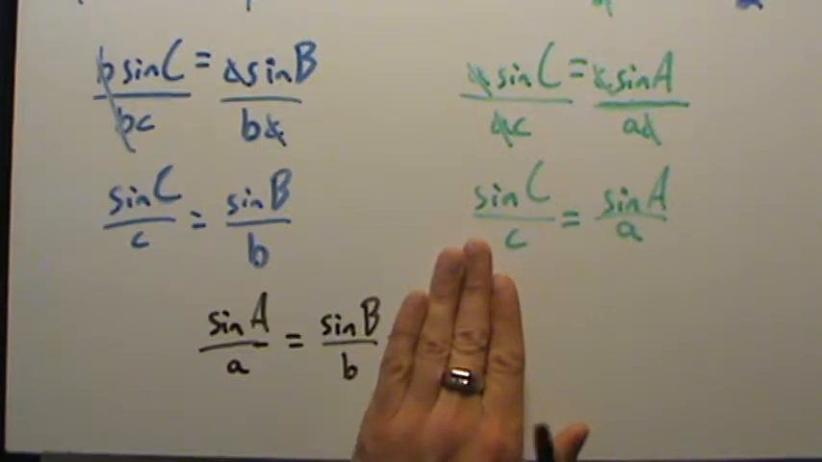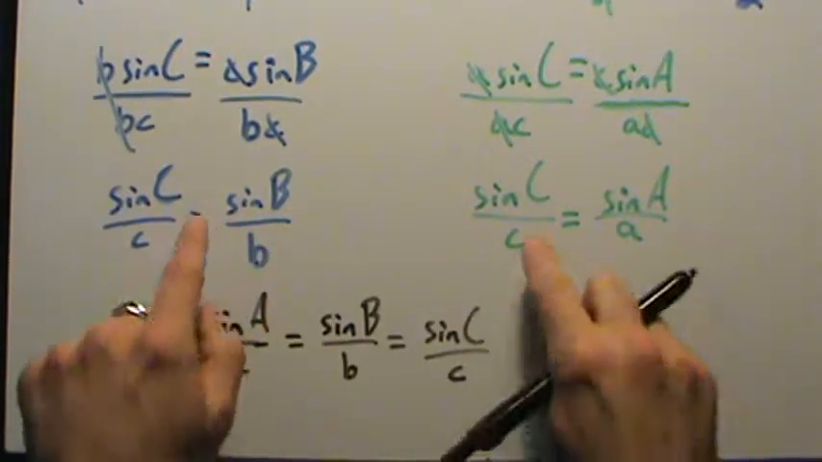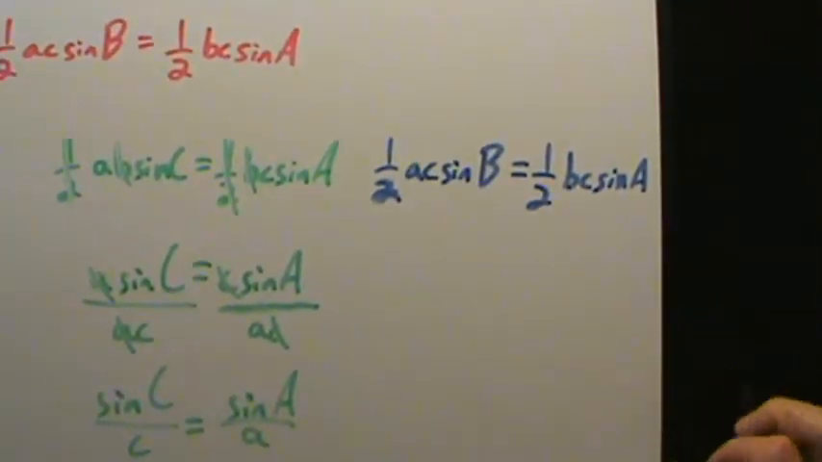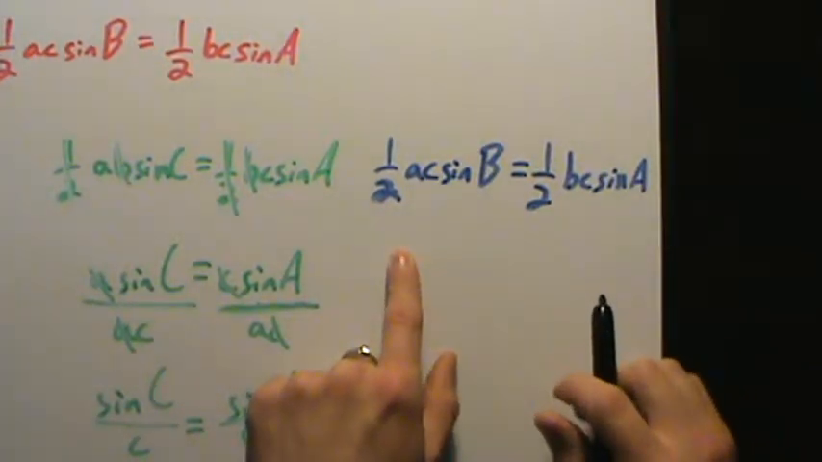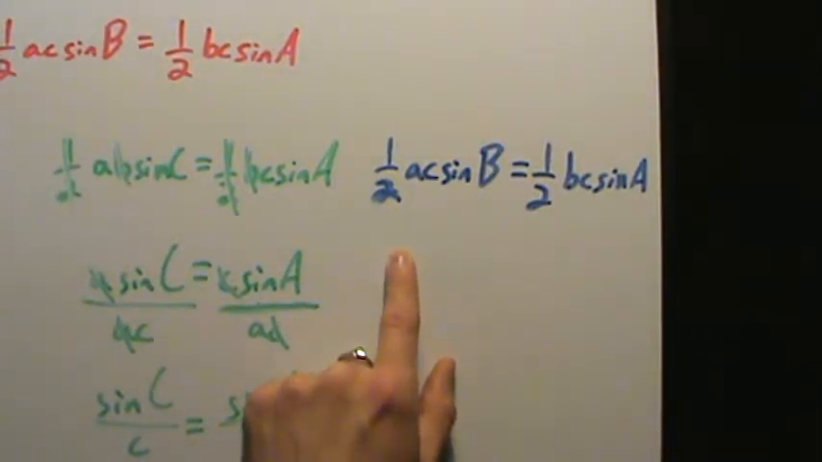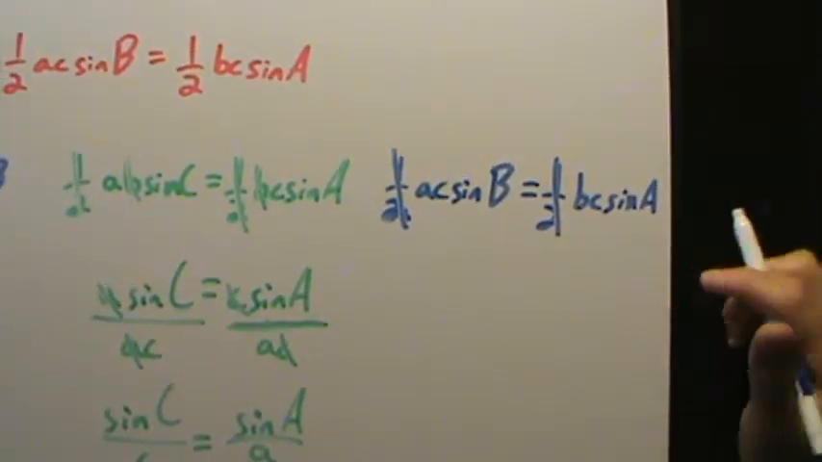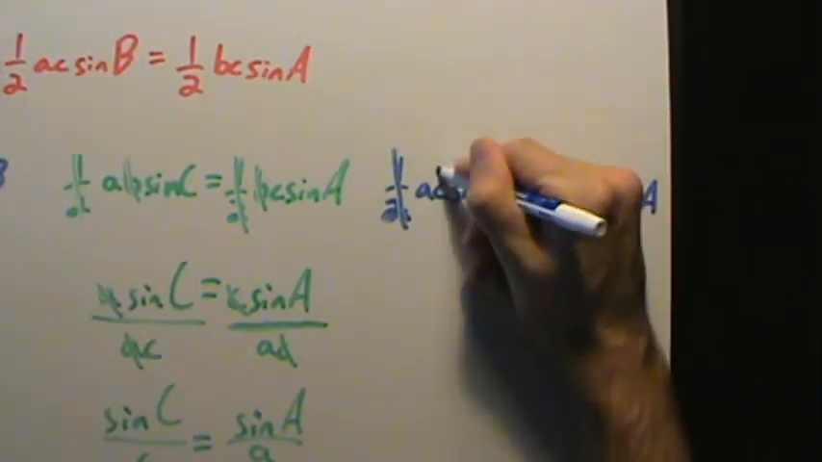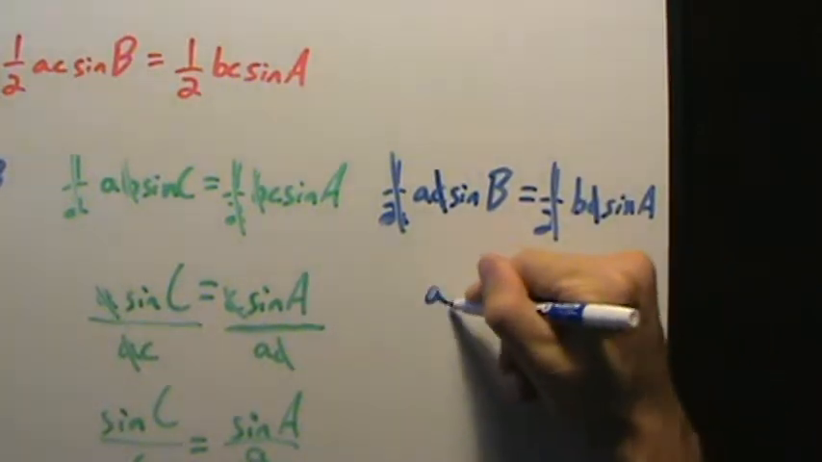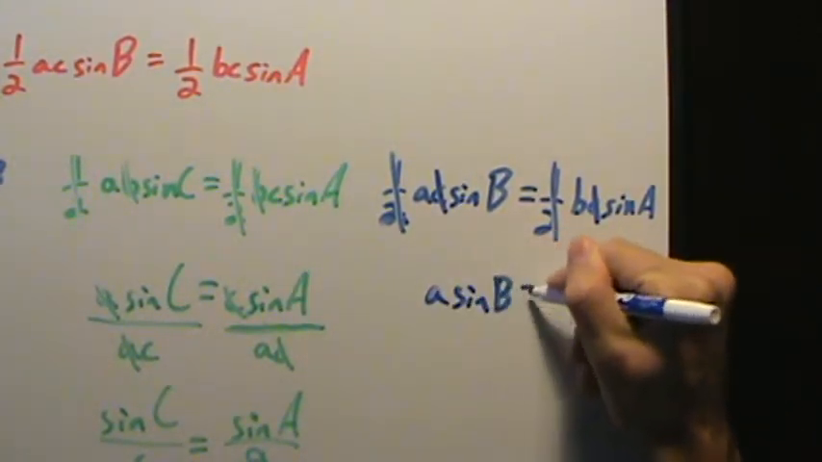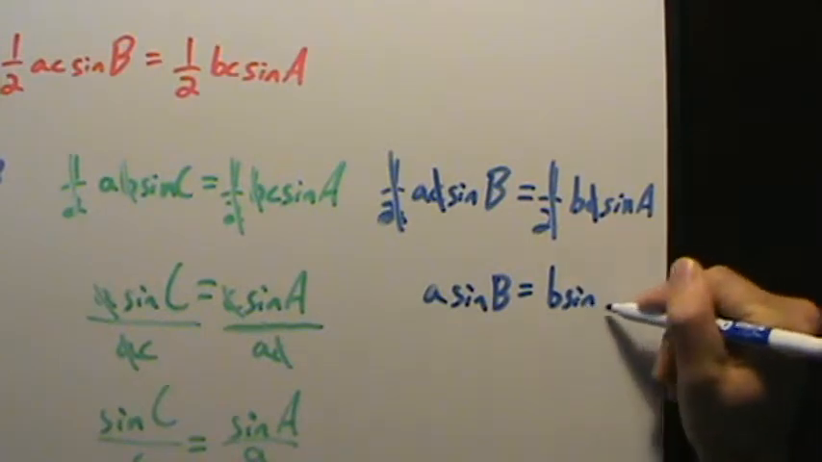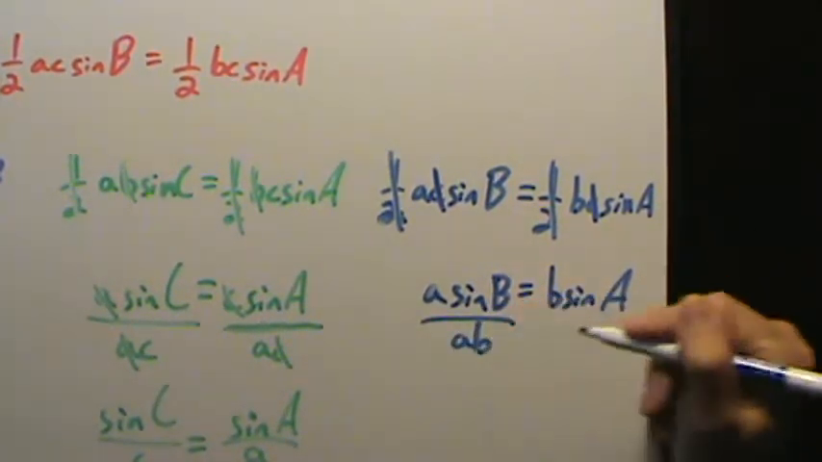But if we want to show it directly, we can just get it directly, just like these two. We can get it directly from this one. Multiply both sides by 2, then divide both sides by c. So if we do that, we'll go through that because there's something else I want to point out. Multiply both sides by 2, divide both sides by c. Then what we have is a sine B equals b sine A. Then divide both sides by ab.